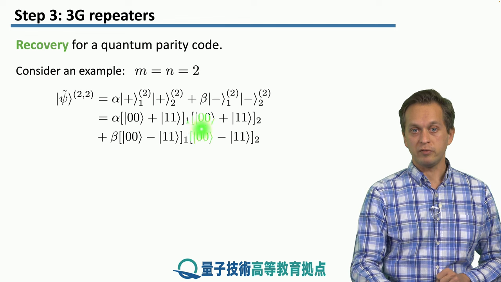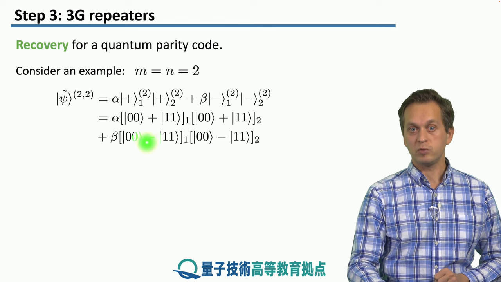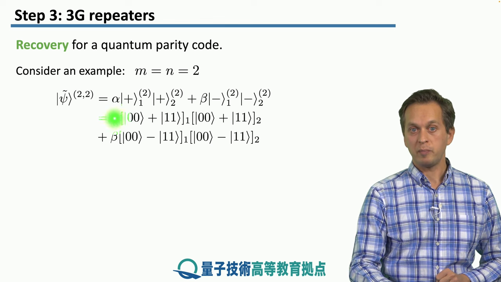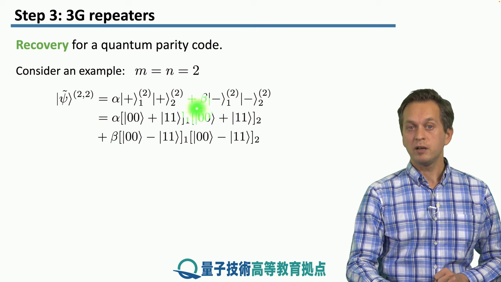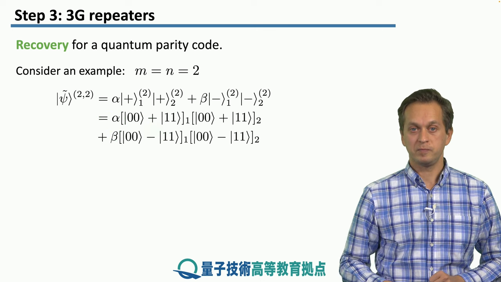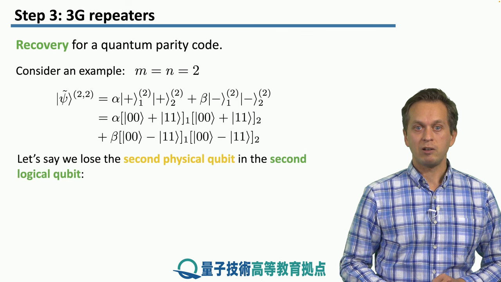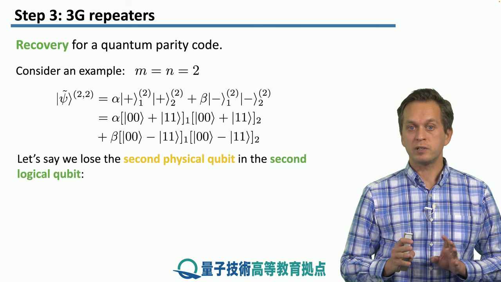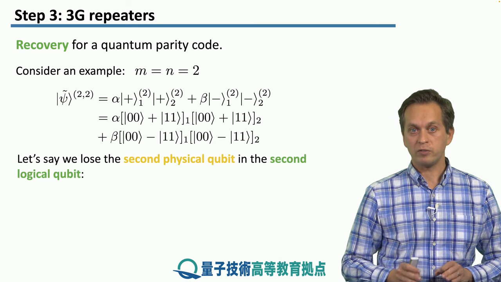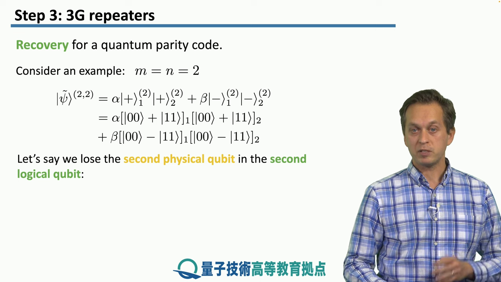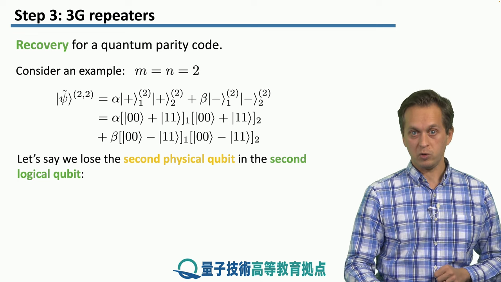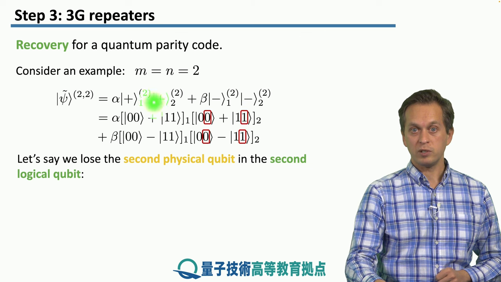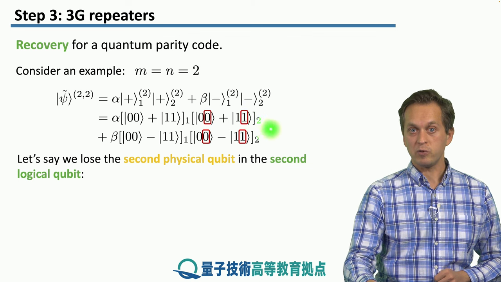If we write it out in full in the physical qubit form, this is what we get. So this Bell pair here, 00 plus 11, represents our first logical qubit. Now let's say that we lose the second physical qubit of the second logical qubit. That means the fourth physical qubit. In other words, we lose this last qubit over here.